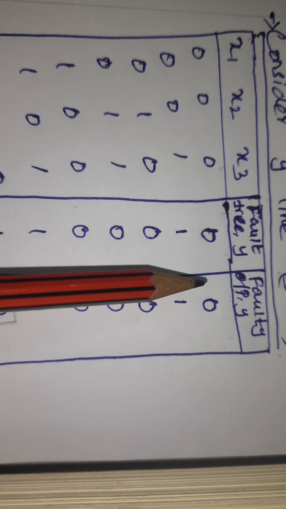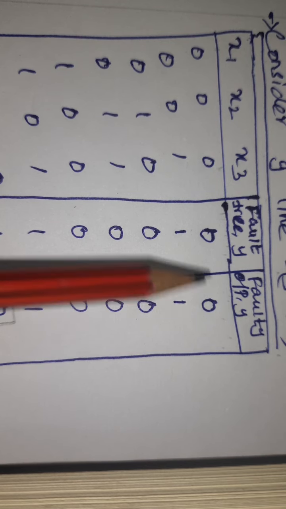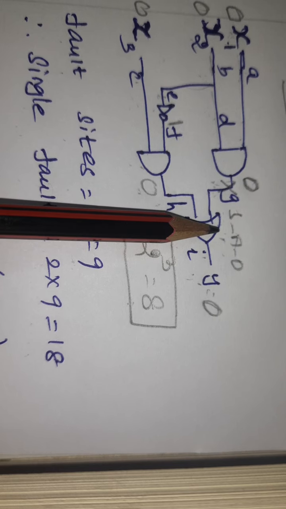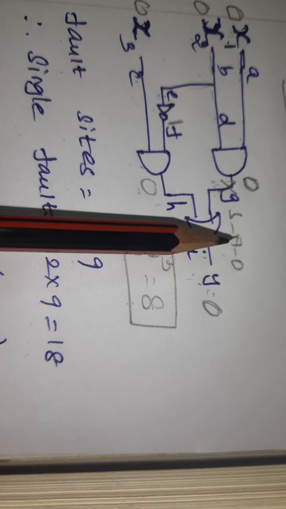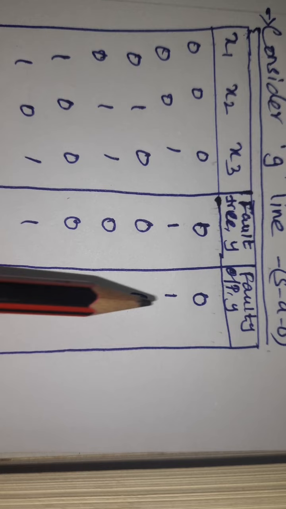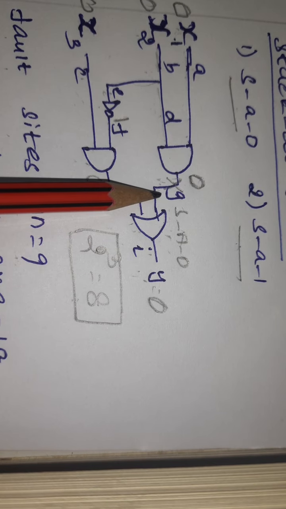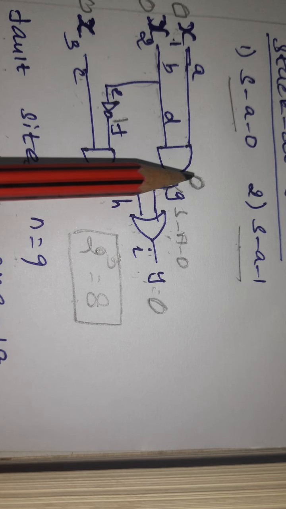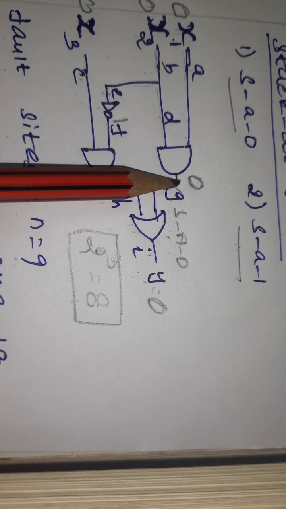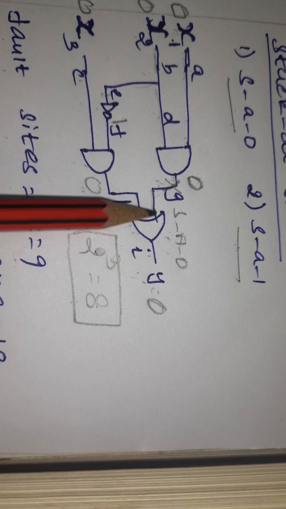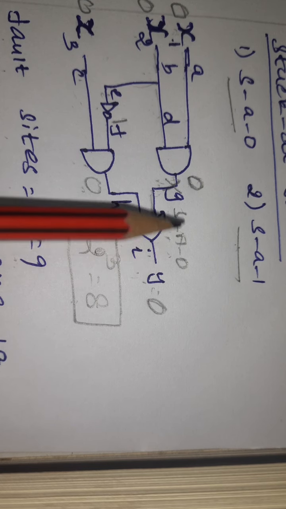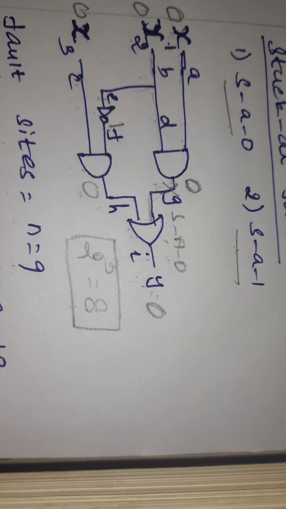Now what is our objective? How can we detect the stuck at 0 fault present in this circuit? So what is the procedure? Next, consider this line is affected by stuck at 0. So whatever output value is present here, this line is always considered only 0.